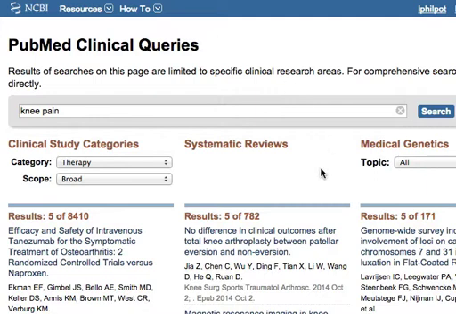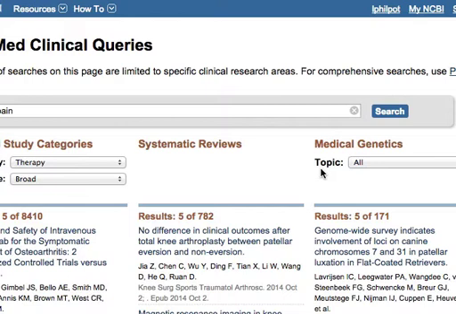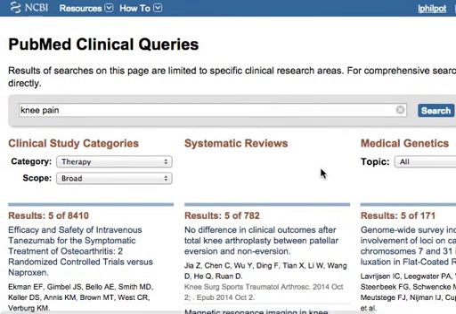From here you have several things that come up. So I'm going to skip the medical genetics one. That's fairly specific and kind of obvious. So if they're interested in genetics, there you go.